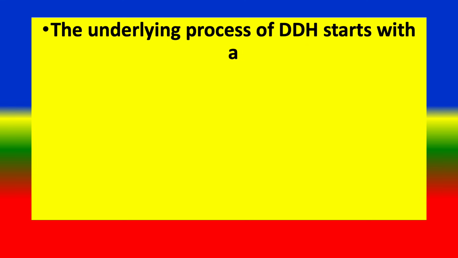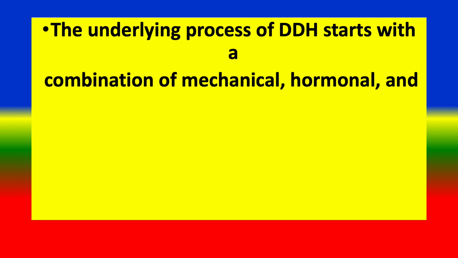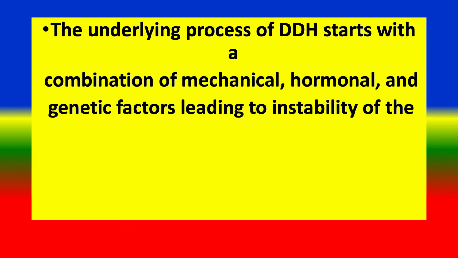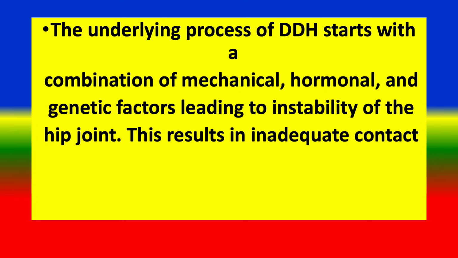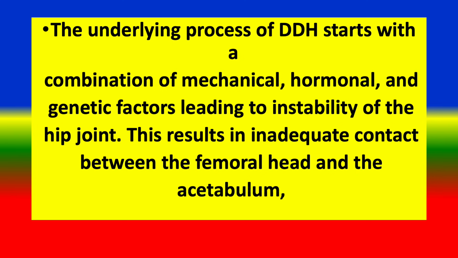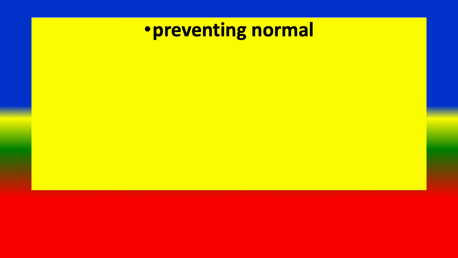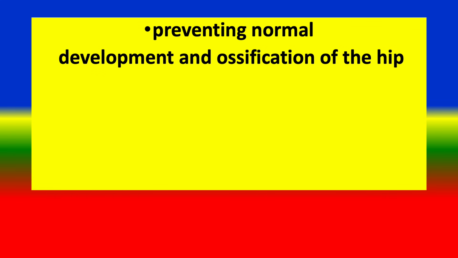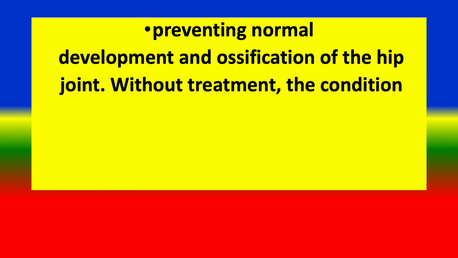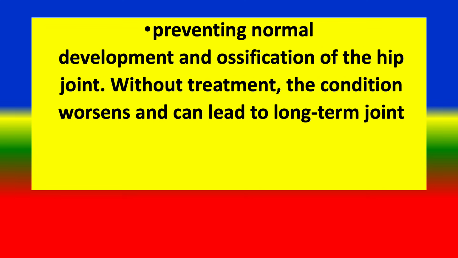The underlying process of DDH starts with a combination of mechanical, hormonal and genetic factors that leads to instability of the hip joint. This results in inadequate contact between the femoral head and the acetabulum, preventing normal development and ossification of the hip joint. Without treatment, the condition worsens and can lead to long-term joint dysfunction.